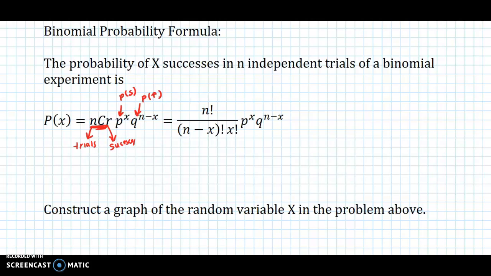And you'll notice we have some powers. And the powers correspond to the number here. So X is technically your R value, and N is your total number of trials again. So X is your R, your number of successes.